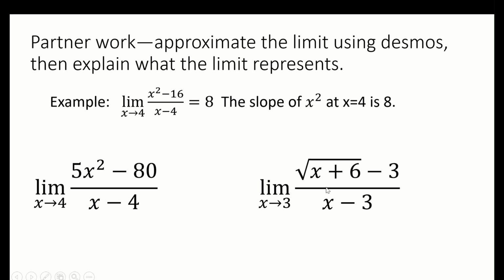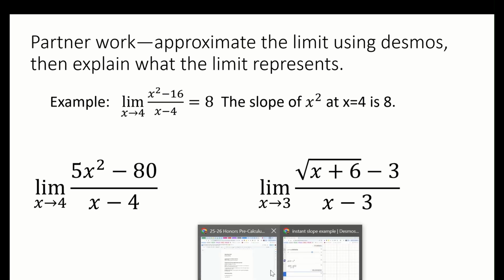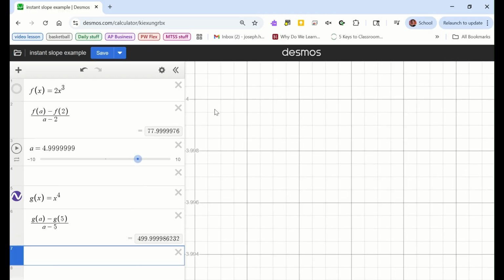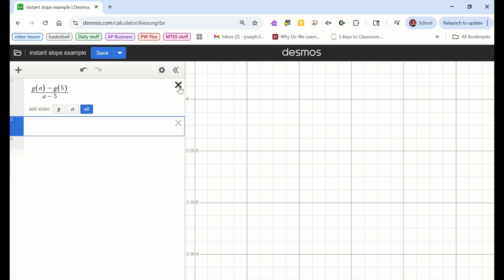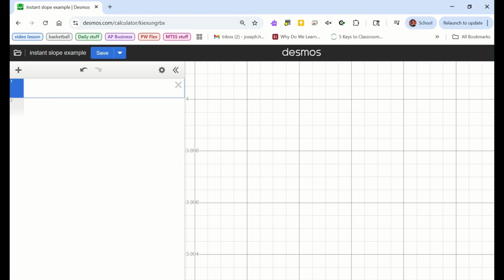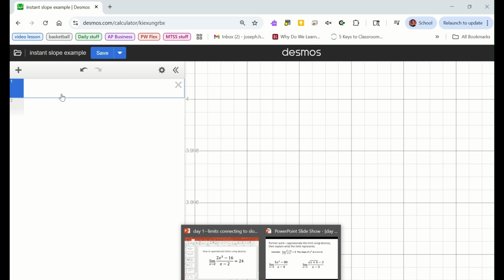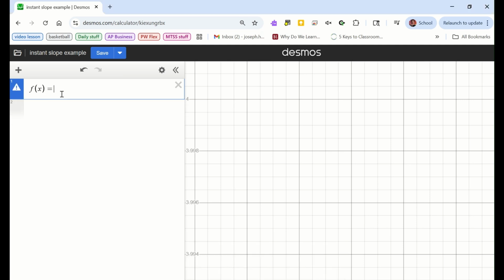Okay, so now let's check. We have 5x squared at x equals 4. We have square root x plus 6 at x equals 3. Okay, so we'll go up to Desmos, start over here. So we're going to start with our function. It's 5x squared. Okay, f of x equals 5x squared.